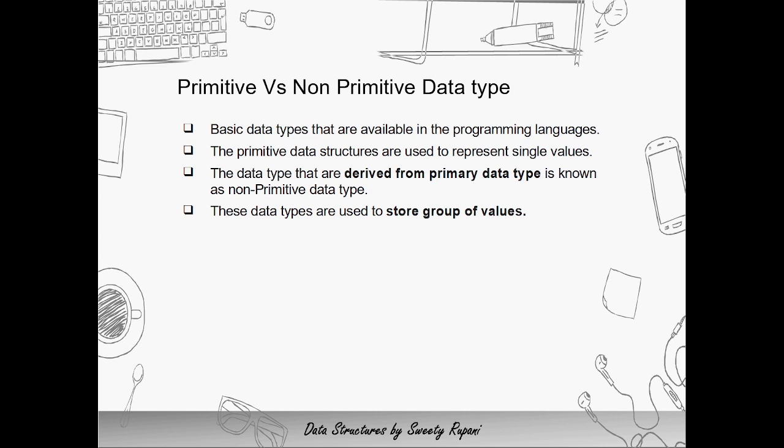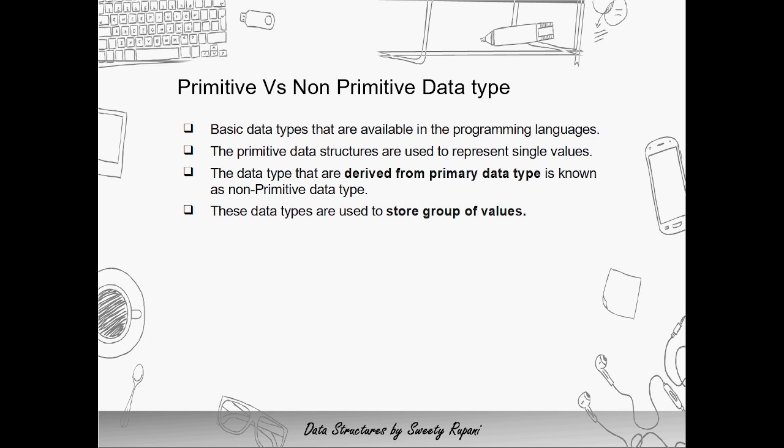Let us have a look at primitive and non-primitive data types. While studying a programming language, we are all aware of primitive data types. Primitive data types are those that are provided by a programming language, whereas non-primitive data types are those that are derived from the primitive ones.